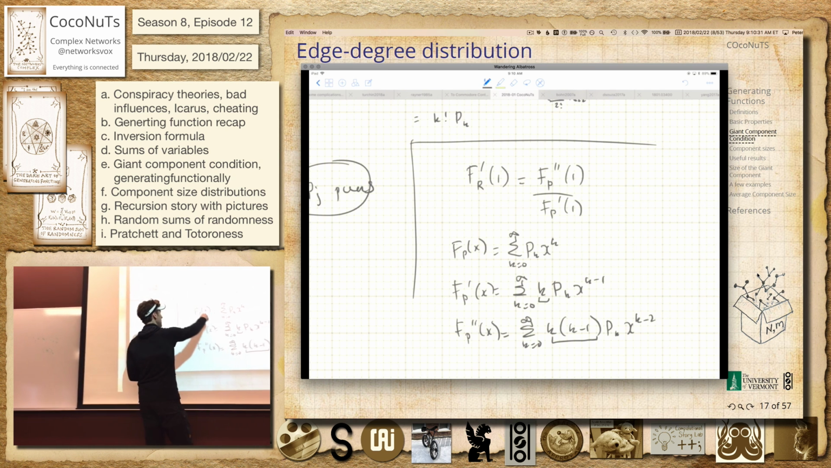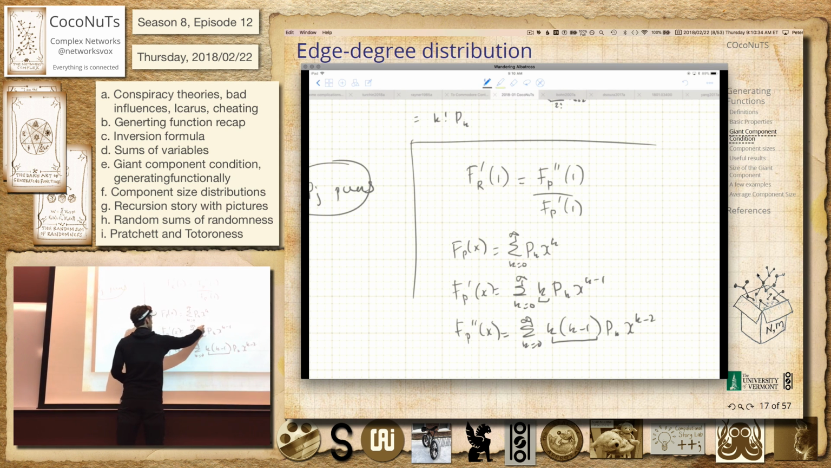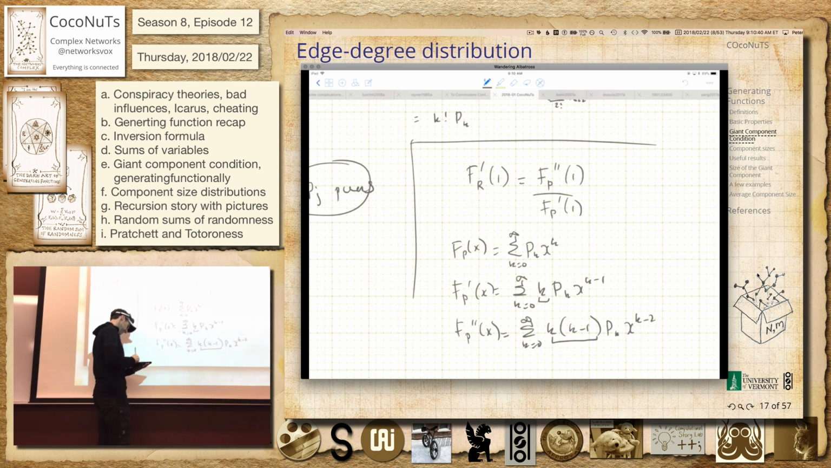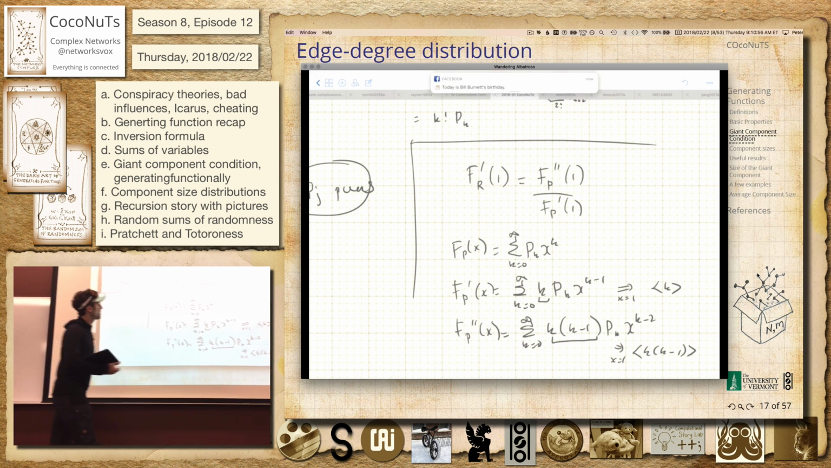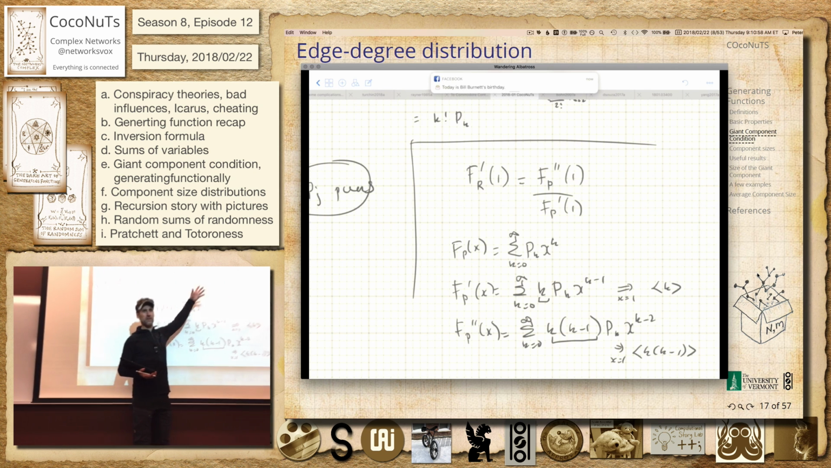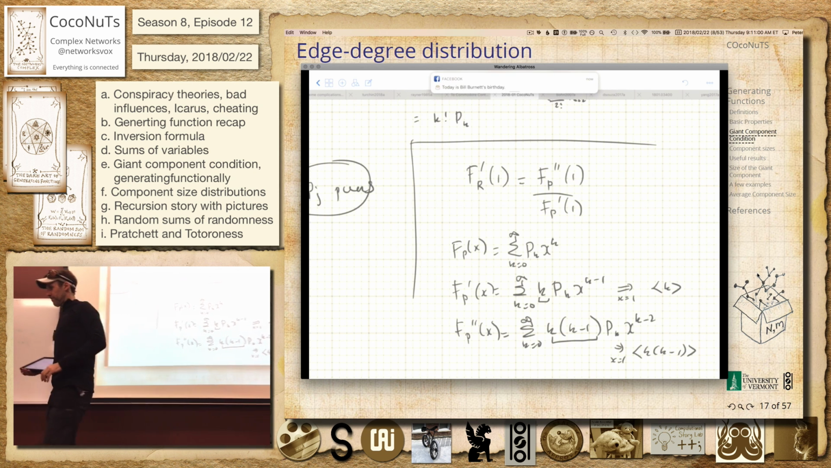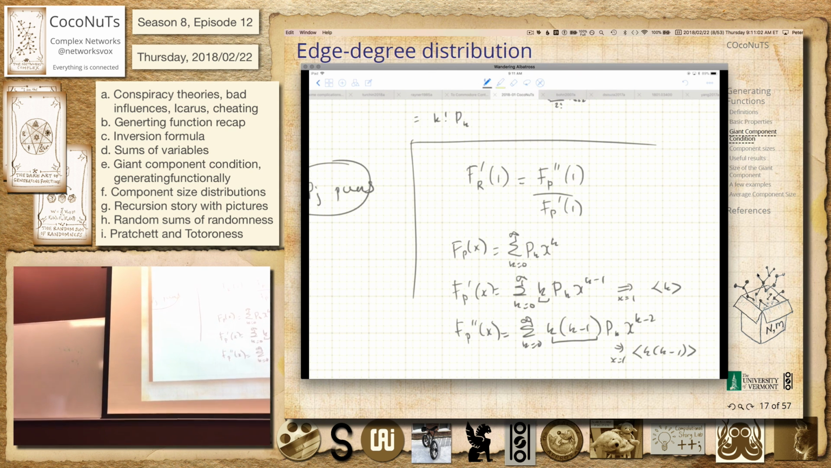If we set x equals to 1 in this case, then of course we just get the sum of these and we get 1. If we set x equals to 1, we get the mean of k. So x equals 1 gives us the mean degree, and here, setting x equal to 1, we get the mean of k minus 1. I guess what I'm trying to say is you can eventually look at these things and see that that's what's going on. Derivatives translate to linear pieces.